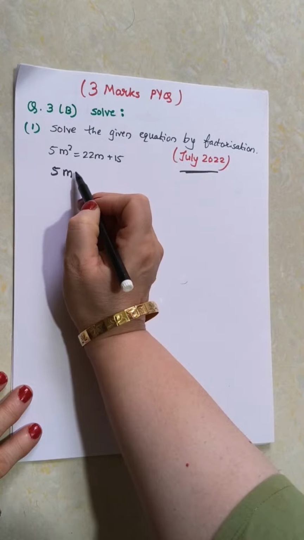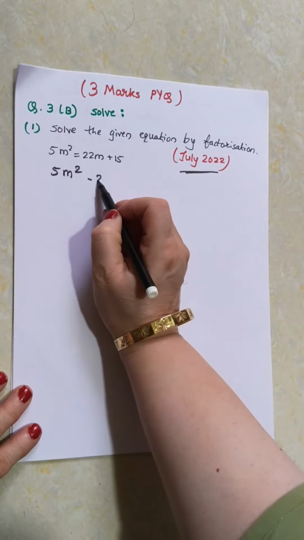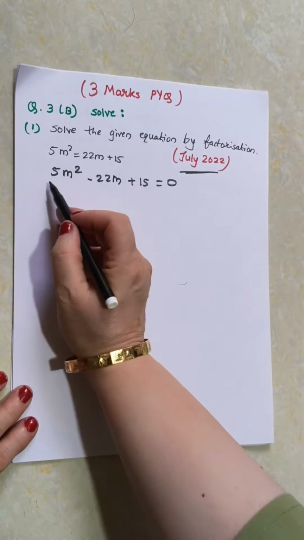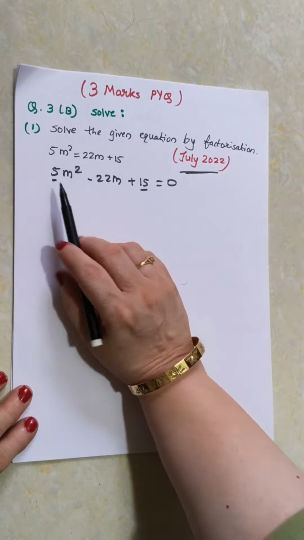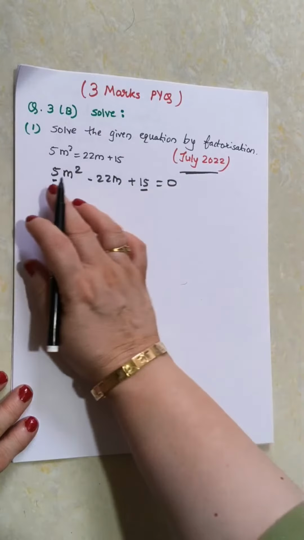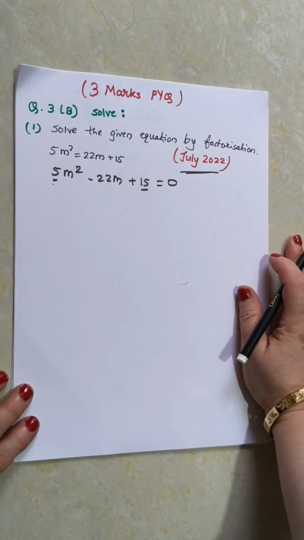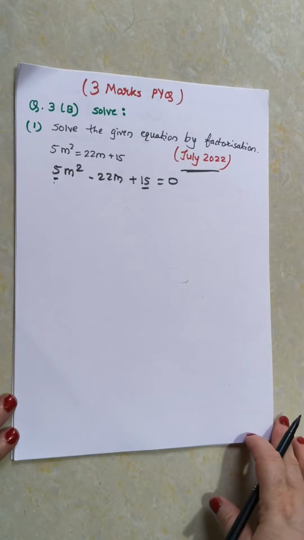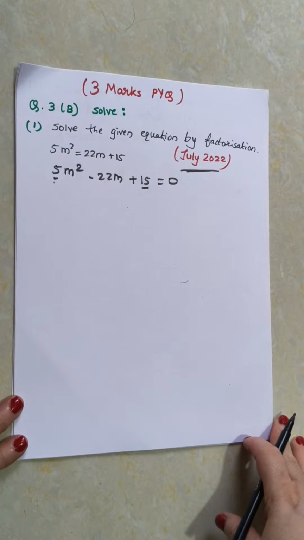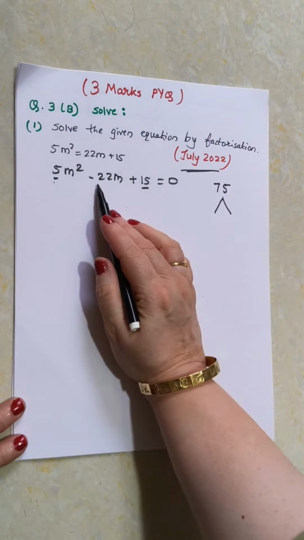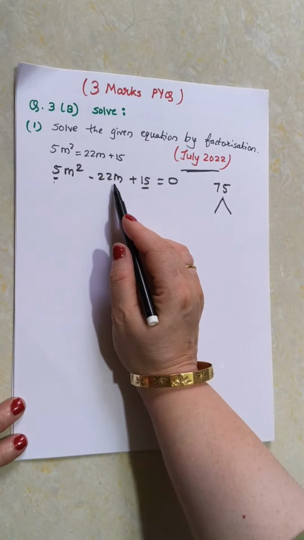So 5m square minus 22m plus 15 is equals to 0. See, this is a and this is c. So always a and c we are multiplying. So 15 into 5. What is the answer of 15 5s are? Please reply fast everyone. 15 5s are. Yes, Shrutika, absolutely correct. It is 75. So the multiplication is 75 and the addition is negative 22.